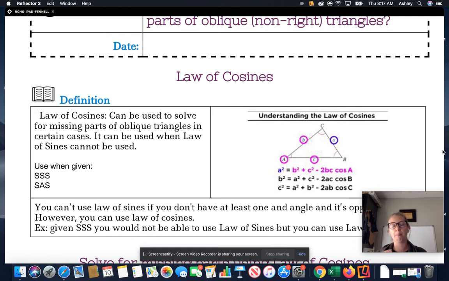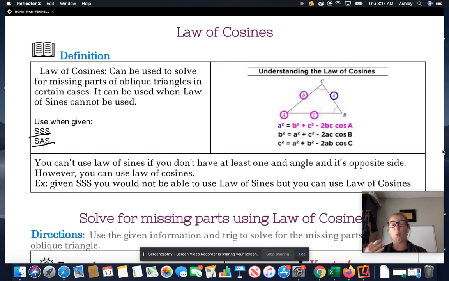It's slightly more complicated than Law of Sines, so you do want to be aware of when you can use Law of Sines because it's easier. So we want to use the easier thing when we can, right? Let's work efficiently. So pay attention to that. You do want to be looking out for those side, side, side, or side, angle, side given information, and that's when we're going to use this.